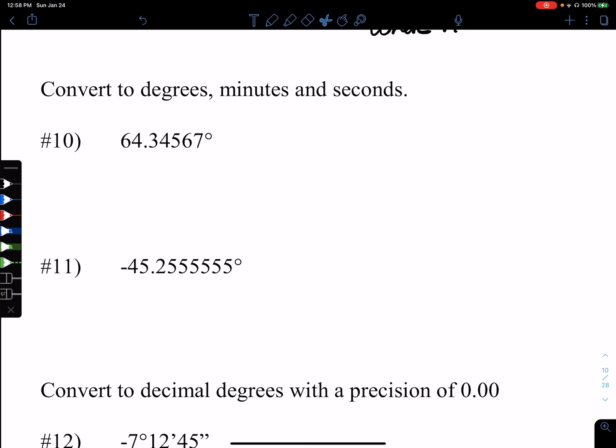10, 11, convert to degrees, minutes, and seconds. All right, so it's already in degrees. 64.34567 degrees. That means we have 64 complete degrees. If we want to change this decimal, 0.34567, which is currently in degrees, into minutes, we're going to multiply this by a fraction that's equivalent to 1. For a fraction to be equivalent to 1, the top and bottom have to be equal. 1 degree is equivalent to 60 minutes.